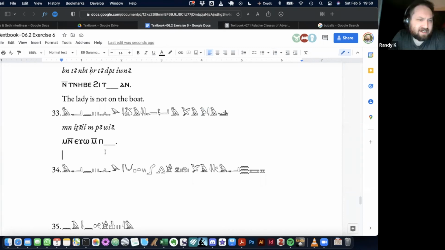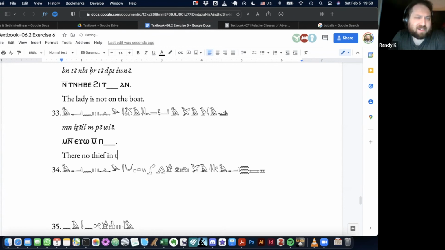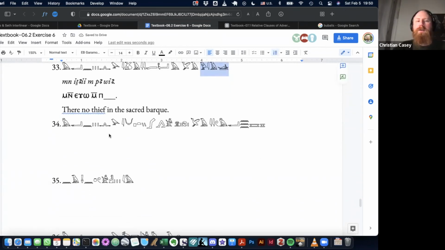Is it thief? There is no thief. Is it ship, or is it sacred bark or something? Sacred bark. Yeah, very specifically, actually. Probably why it doesn't survive, because it's such a specific word.